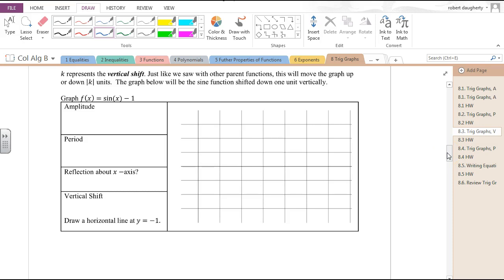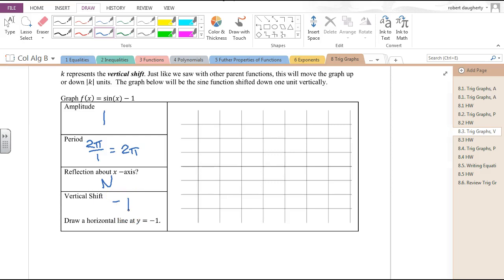So amplitude, the only thing that affects the amplitude is what's right in front of the sine. So the -1 over here doesn't affect it. So what's the amplitude here? 1. What's the period? It's 2 pi divided by what's in front of x, right? Which is just 2 pi. So the period is 2 pi. Has it been reflected about the x-axis? No, it would be a negative in front here. And vertical shift, it looks like there's a vertical shift of -1.